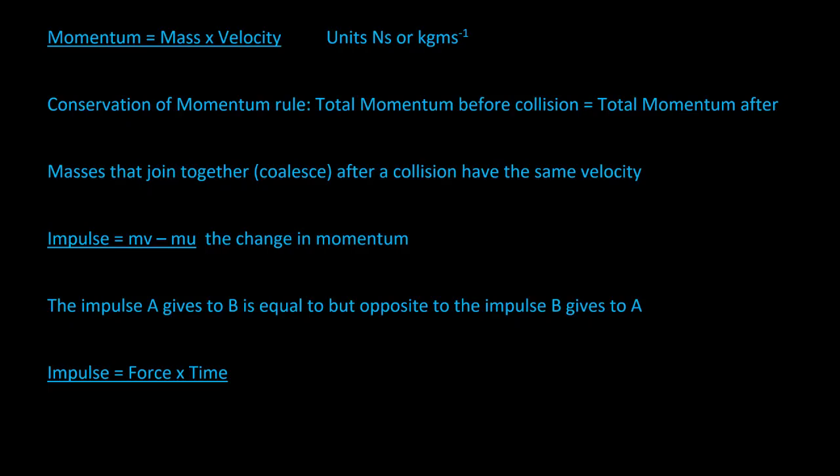Momentum equals mass times velocity, with units of either newton seconds or kilogram meters per second. Conservation of momentum teaches us that the total momentum before a collision will equal the total momentum afterwards. Masses that join together, coalesce is the word for that, after a collision have the same velocity.